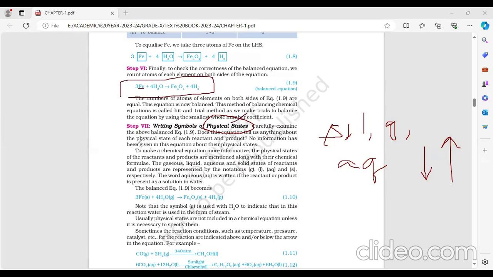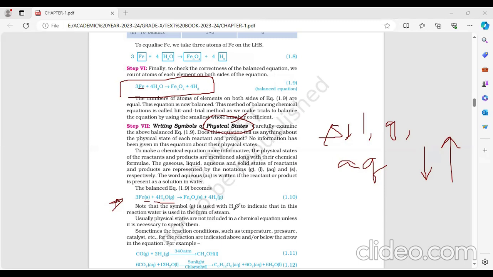Now tell me, iron. Iron is a metal, right? So it will be in solid state, so I have written S here. Now what about H2O? Very important here. Water is given in which state here? Gas. Okay, so why, sir? Why should water actually be in liquid state? Why, sir, is it mentioned as G here?